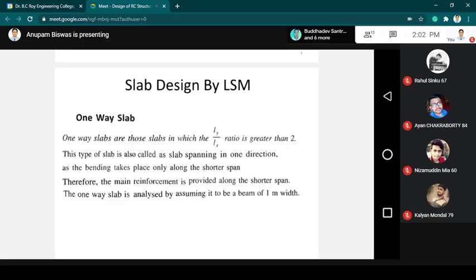While analyzing this type of one-way slab, we have to consider the slab as having a 1 meter width. Considering a 1 meter width, we will design and analyze the slab.